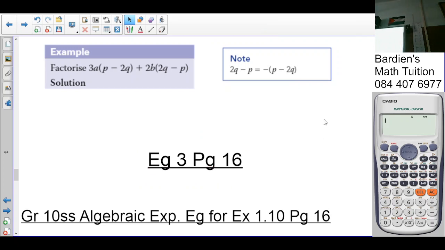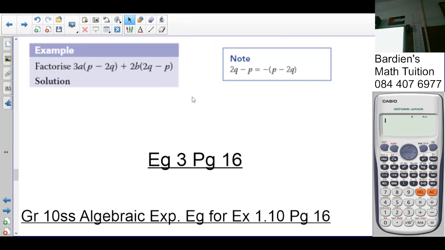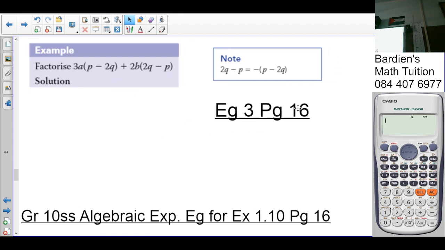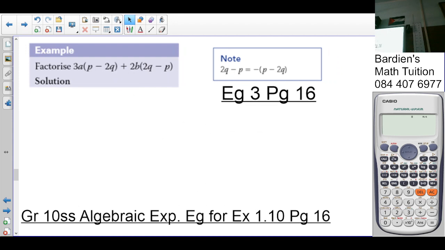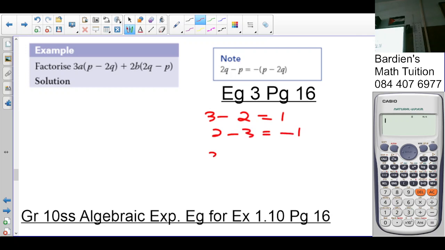So now we're looking at example 3 on page 16. Again, the question is to factorize. So we got 3a into (p minus 2q) plus 2b into (2q minus p). As you can see here, 3 minus 2, that is 1, and 2 minus 3, that is negative 1. That means to say that 3 minus 2 is not equal to 2 minus 3.